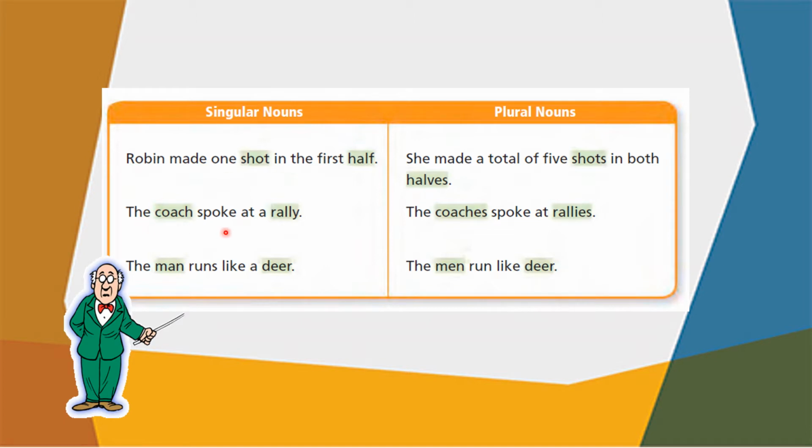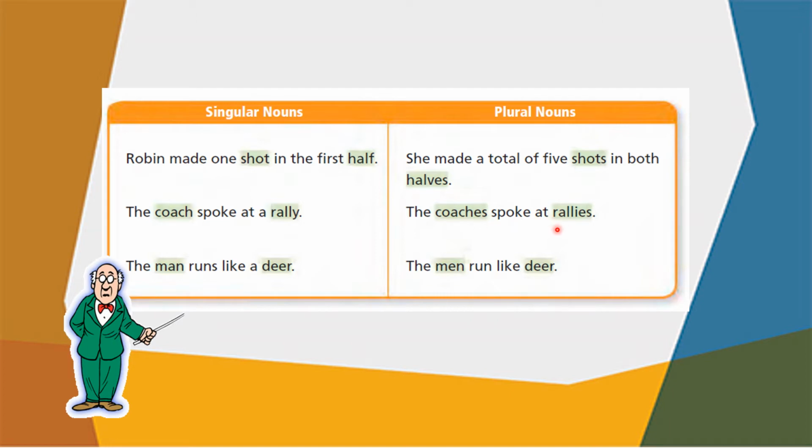The coach spoke at a rally. So your two singular nouns highlighted are coach and rally. So turned into plural form, you have the coaches spoke at rallies. So now you have in here an example of a noun ending with ch. So the general rule is if a noun ends with ch, sh, s, or x, then we have to add es at the end of that noun to transform it into plural form.